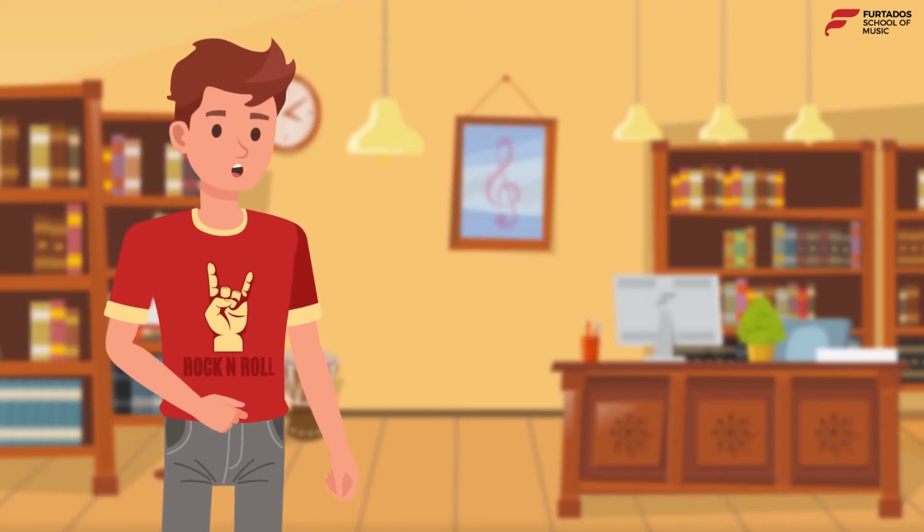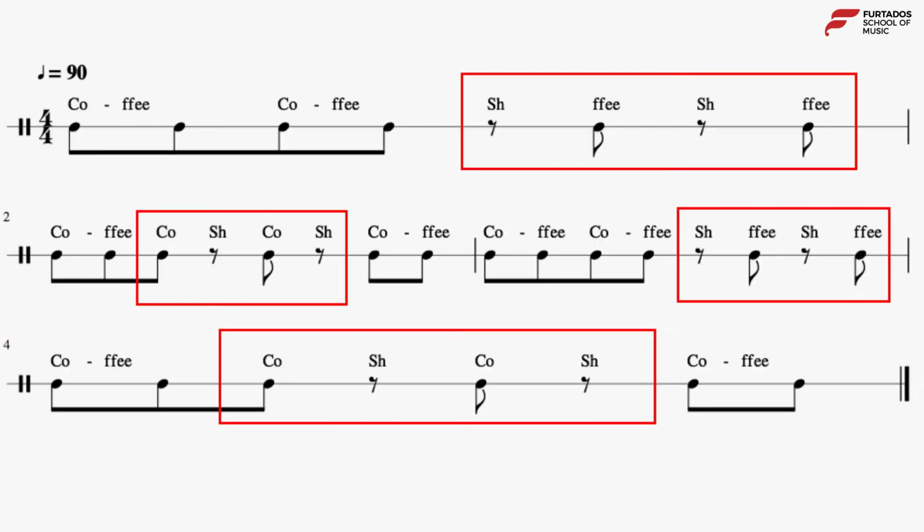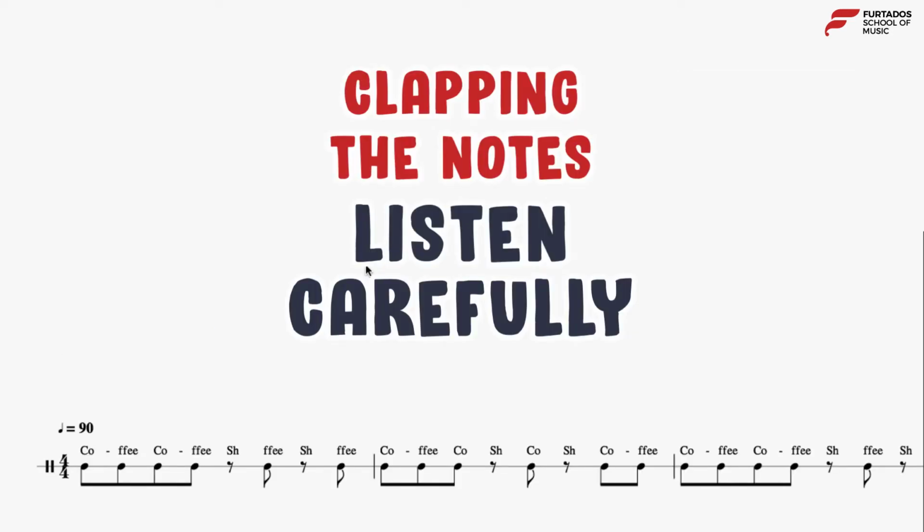Awesome. And now for the fourth rest, the eighth note or quaver rest. This is a little tricky as you need to keep silent for half a beat. And this is how we can make it easier. Depending on where the rest is, we take the word coffee and either say 'cosh' or 'shfee'. Listen carefully and I'll show you how this is done. And ready, steady, ready, listen.